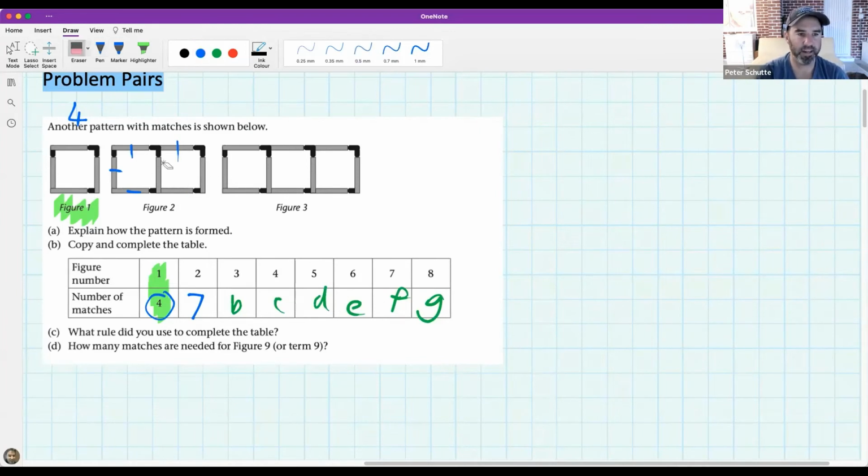Then I would start by counting the next pattern. 1, 2, 3, 4, 5, 6, 7, 8, 9, 10. So you always have to count the first 3. For me, my number pattern goes like that. Figure 1 has 4, figure 2 has 7, figure 3 has 10. And now I'd love for someone to give me the answers for C, D, E, F, G.